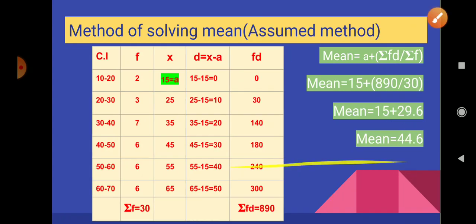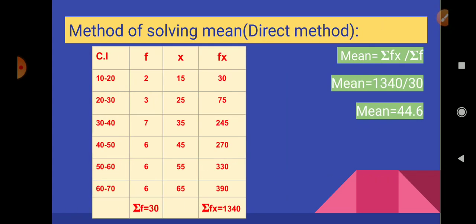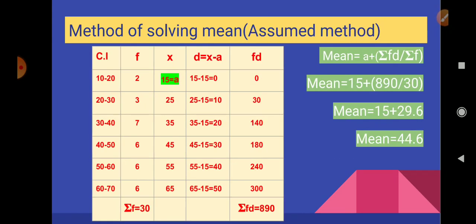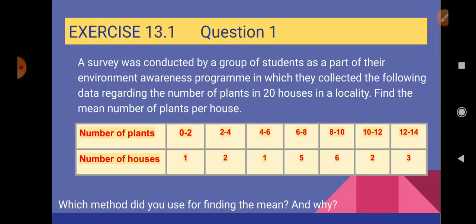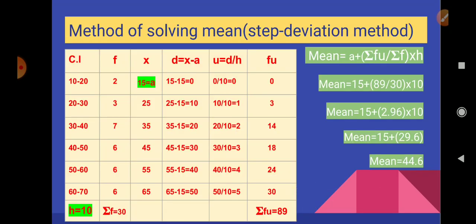Observe all the three ones. In the direct method, 44.6 answer. In the assumed method, 44.6. In the step deviation method, 44.6. Means if you select any method, the answer will be the same. But the thing is, if the numbers are lower, select the direct method. If numbers are higher, go for the assumed method. If they mention in the question the step deviation method, solve using that. Clear? Okay, next we'll go for the exercise.